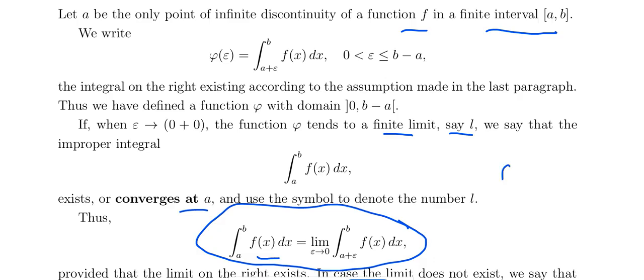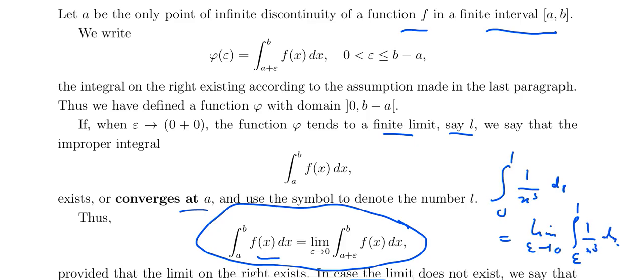So the very first problem we saw was integral 0 to 1, 1 by x cube dx. At 0 this function is not bounded, so it is unbounded at 0, so we take 0 plus epsilon. So this is equivalent to limit epsilon tends to 0, integral 0 plus epsilon, that is epsilon, to 1 of 1 by x cube dx. So on the right hand side the limit exists now. The limit exists on the right, that is the meaning.